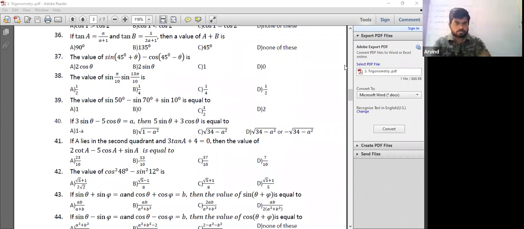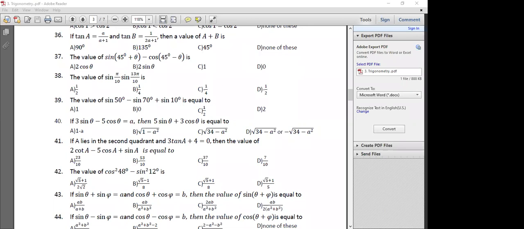Yeah, Shreyas, very good. A is the answer. Very good. People who have not got it, just observe. It is a very easy one.